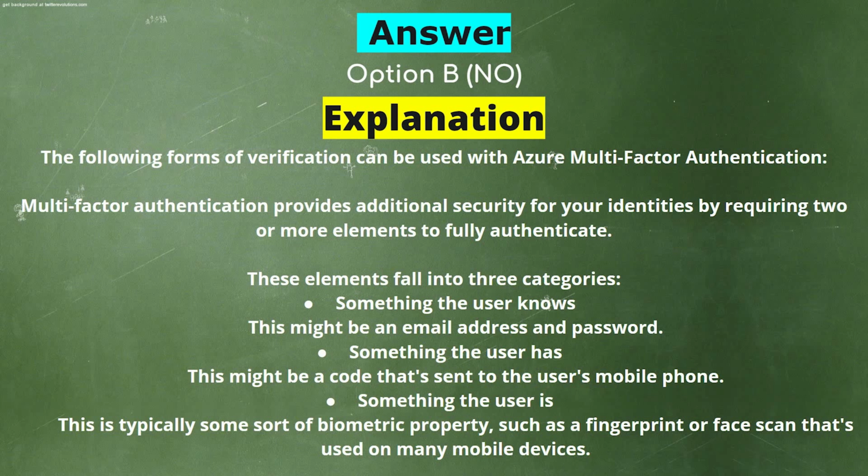Multi-factor authentication provides additional security for your identities by requiring 2 or more elements to fully authenticate. These elements fall into 3 categories. Number 1. Something the user knows. This might be an email address and password. Number 2. Something the user has. This might be a code that's sent to the user's mobile phone. Number 3. Something the user is. This is typically some sort of biometric property, such as a fingerprint or face scan, that's used on many mobile devices.